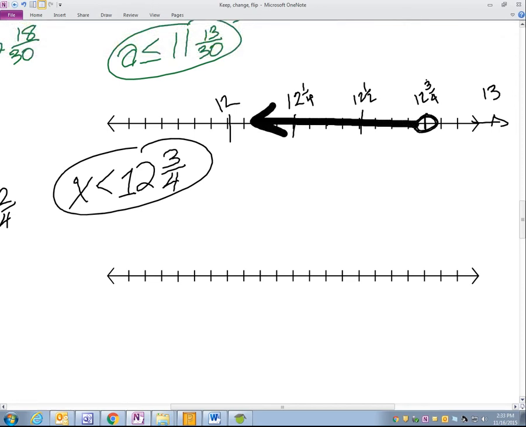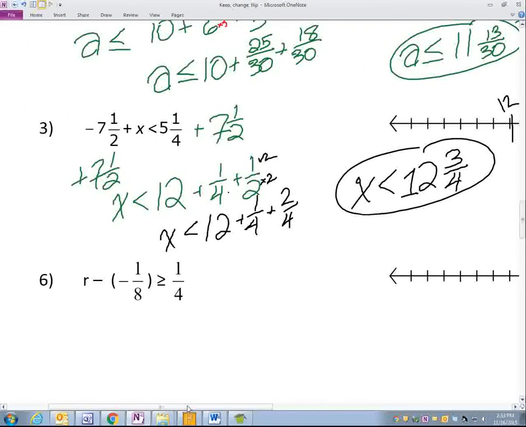And remember, you can check to see if you're correct by picking a number on that number line, inserting it in as the variable of your inequality. If it doesn't work, then you did something wrong. If it does work, you are correct.